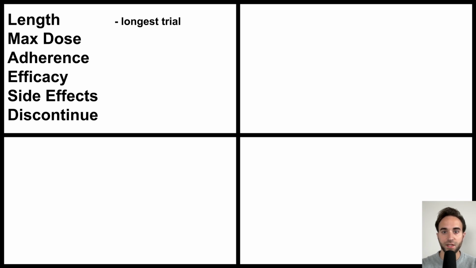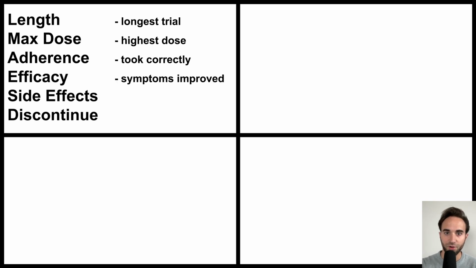Length refers to the longest duration the patient tried a medication. Max dose refers to the highest dose of medication that was tried. Adherence refers to whether or not the patient took the medication correctly as prescribed. Efficacy refers to how the patient's symptoms were affected by the medication and if there was any symptom improvement. Side effects refers to any adverse side effects of the medication, including any harmful or potentially dangerous effects. And discontinue refers to the reason why the medication was ultimately discontinued or stopped.